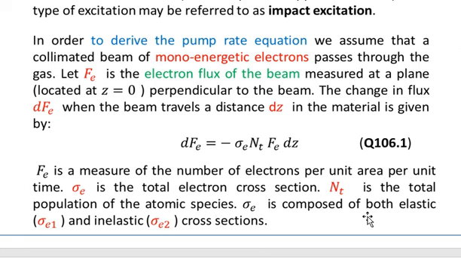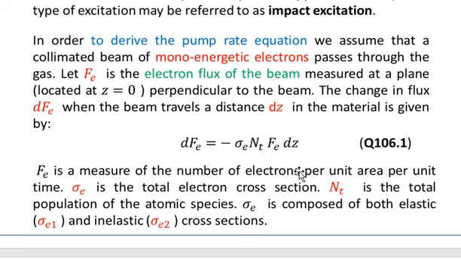Sigma E is composed of both elastic and inelastic cross-sections. The elastic cross-sections will be represented by sigma E1 and the inelastic cross-sections will be represented by sigma E2. Our further investigation will be around inelastic collisions, that is, we shall discuss inelastic cross-sections because we want our electron beam to impart energy to the atomic species and make them go to the higher states, that is, the excited states.